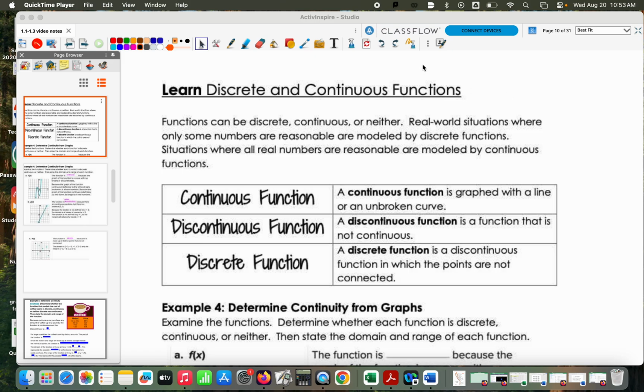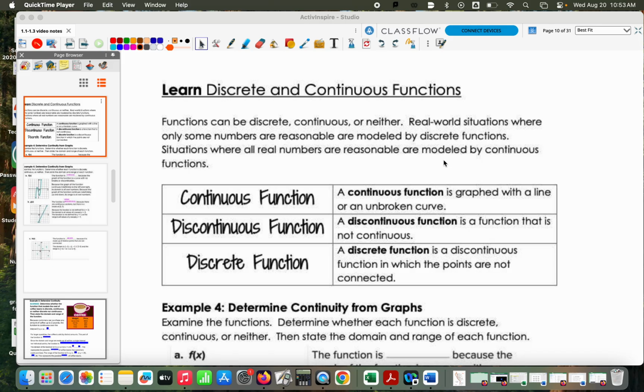Okay, we're still in 1.1 with the next section here being discrete and continuous functions. Basically, we want to see that maybe in real world situations, you can only use discrete functions, only certain numbers actually work. So you'll see that the graph is not all connected, only certain values work. Like if I was selling tickets, I can't sell 1.5 tickets, right? It'd be like 1, 2, 3, etc.